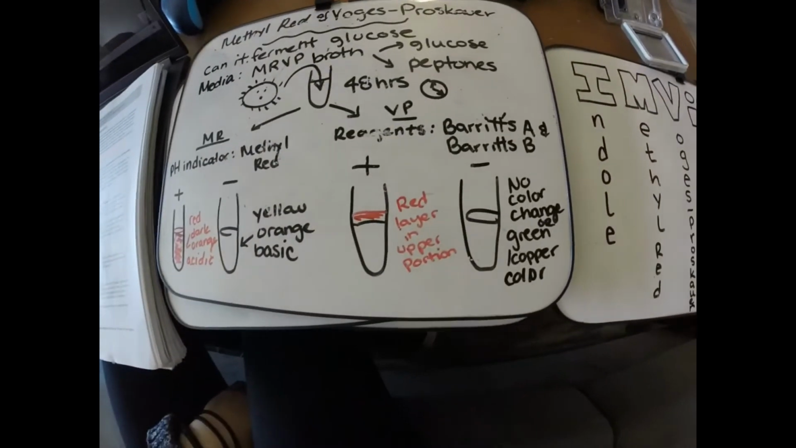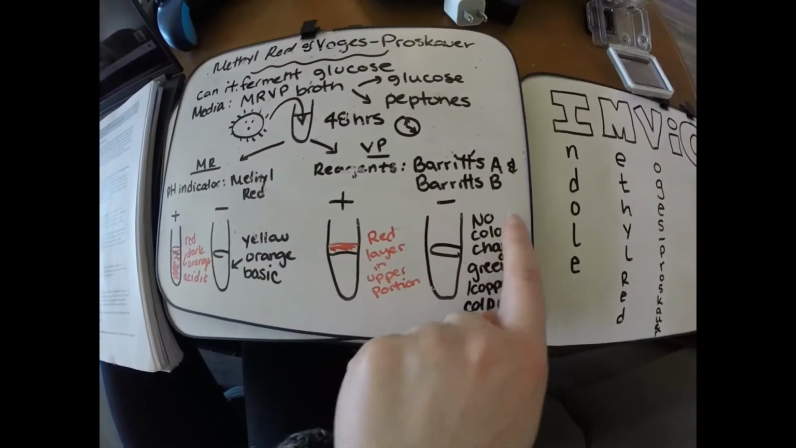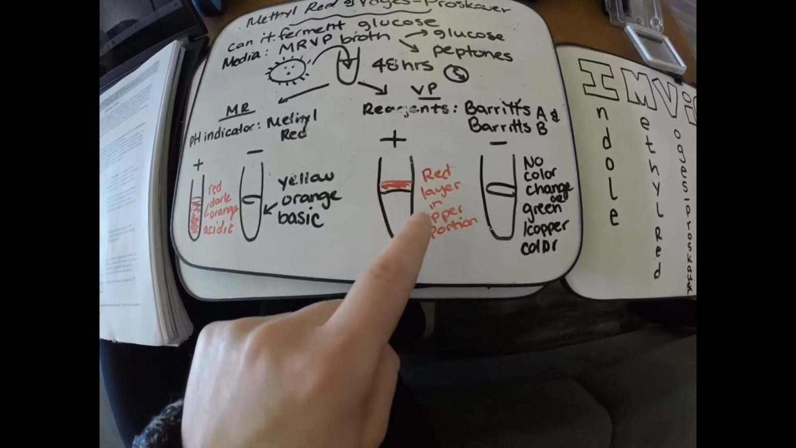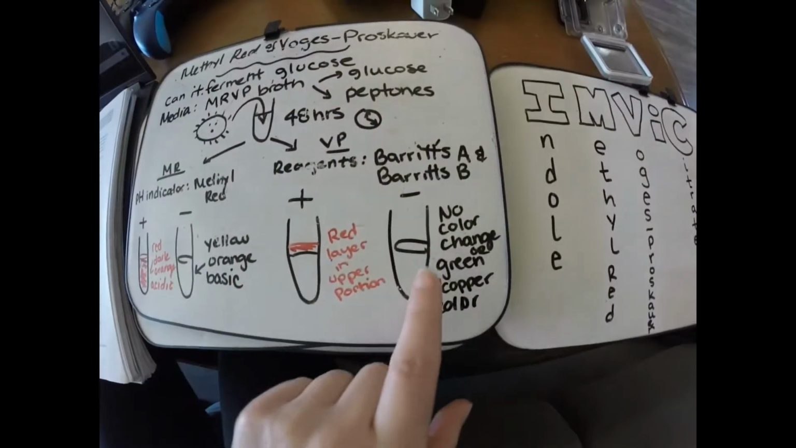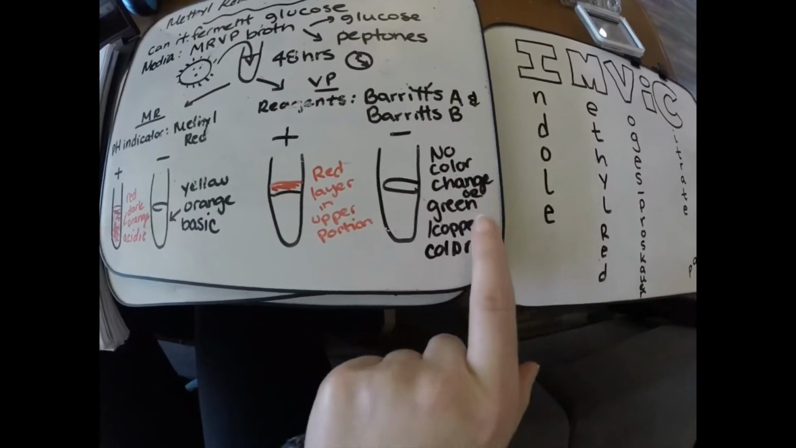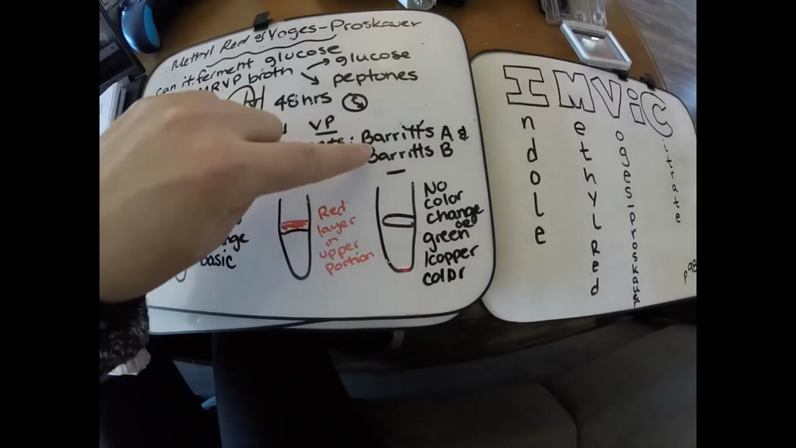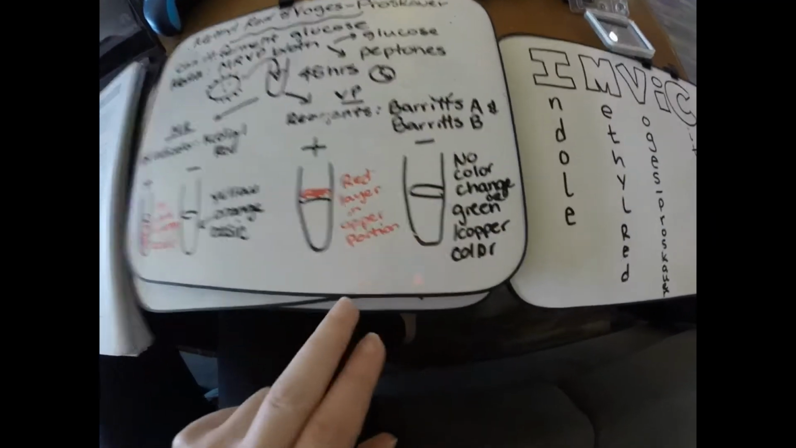For the VP part of our test, we'll be adding reagents, A and B. If it's positive, it will be red in the upper portion of that solution. If it's negative, there will be either no color change or a green or copper color when these two reagents react. So either of those would be negative.